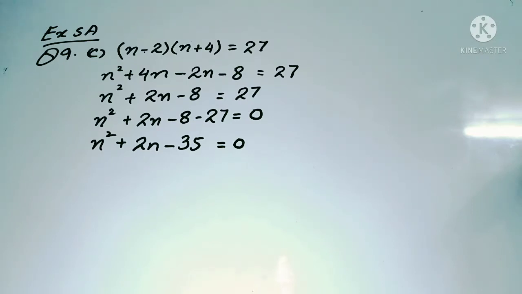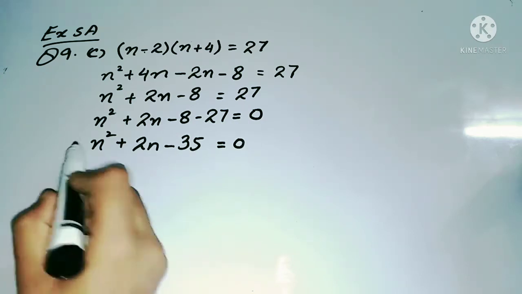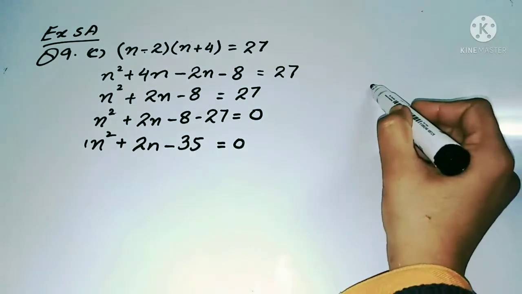So what you need to do is to solve the quadratic equation with the help of factorization. First multiply the first and the last number together. So when you multiply this 1 with this 35, you will get 35.